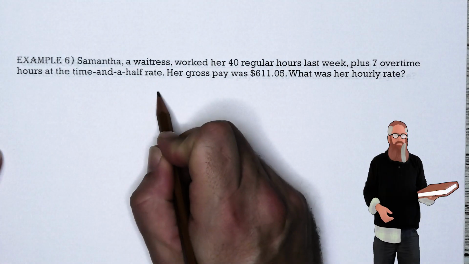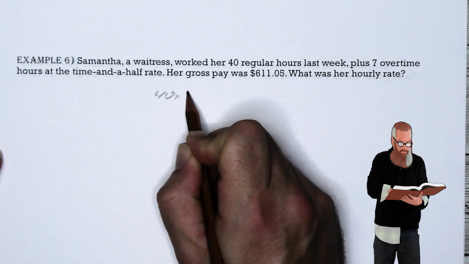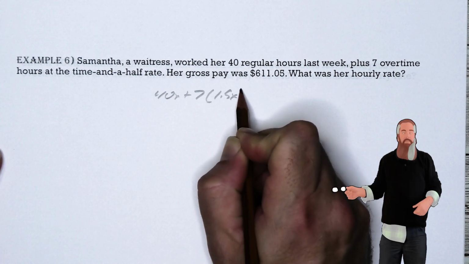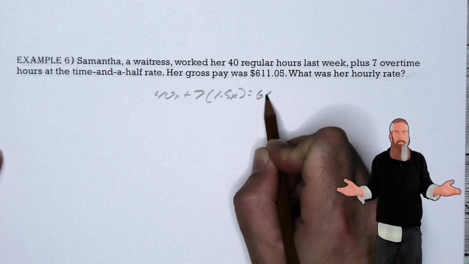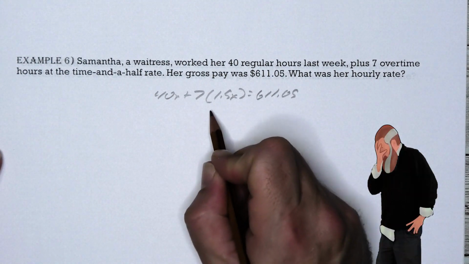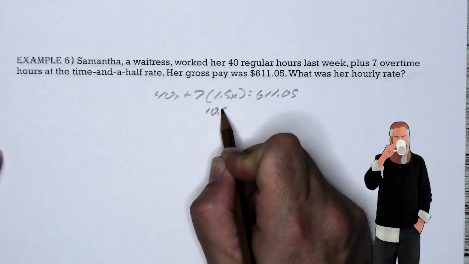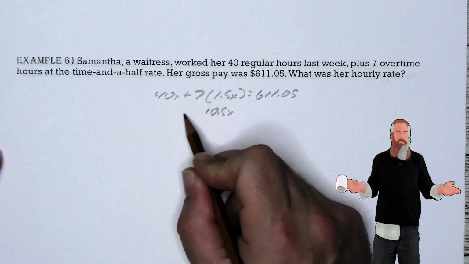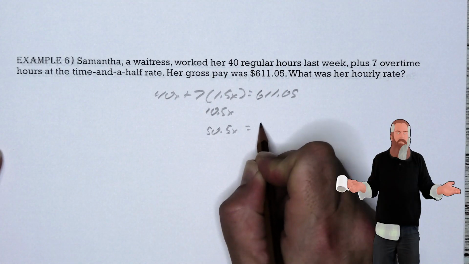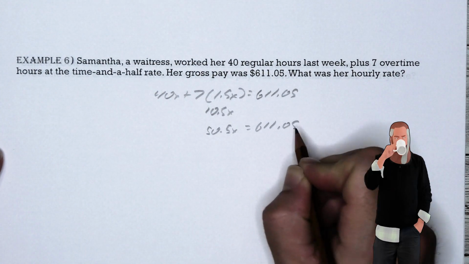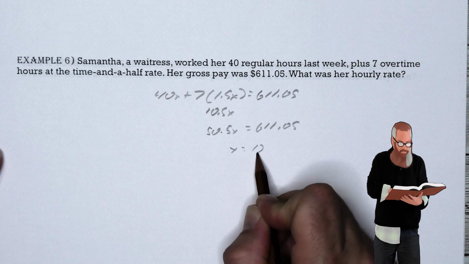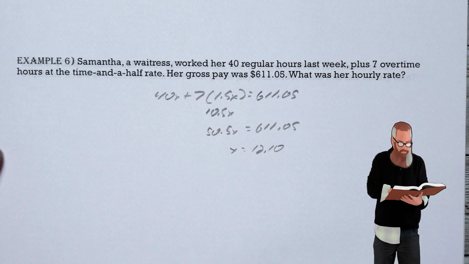So what we're getting is her regular pay of 40X and 7 hours at 1.5X. This gives a total paycheck of $611.05. So 7 times 1.5 would be 10.5, and that is an X. We combine these like terms to get 50.5X is equal to $611.05. Divide both sides by 50.5 to get X is $12.10 per hour.